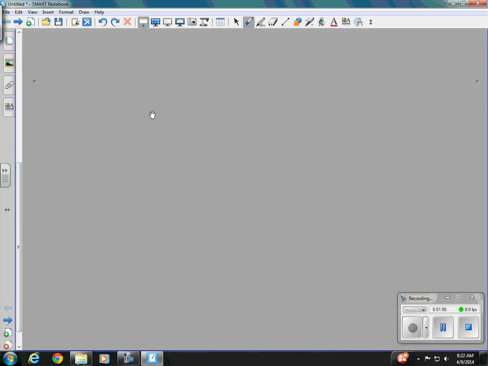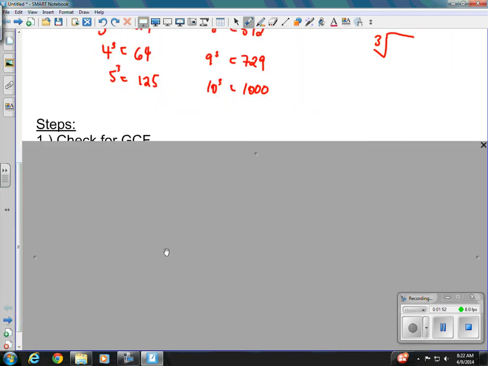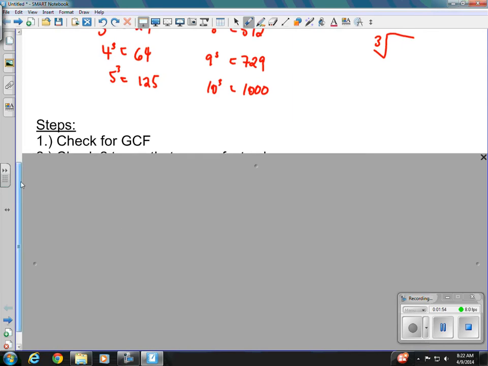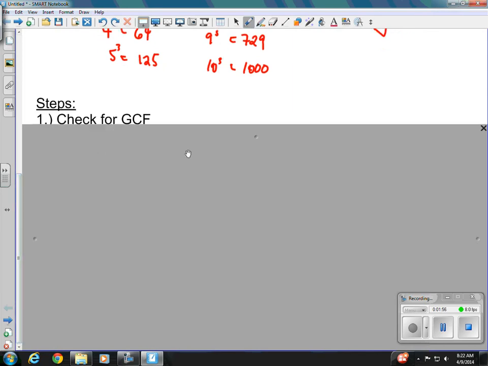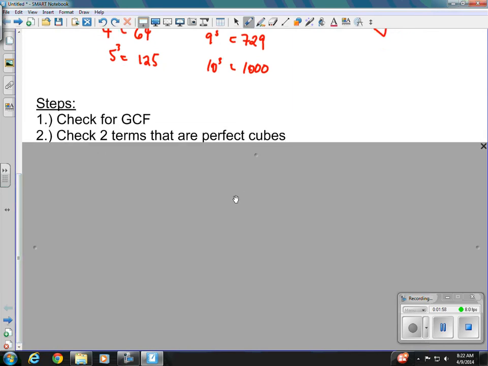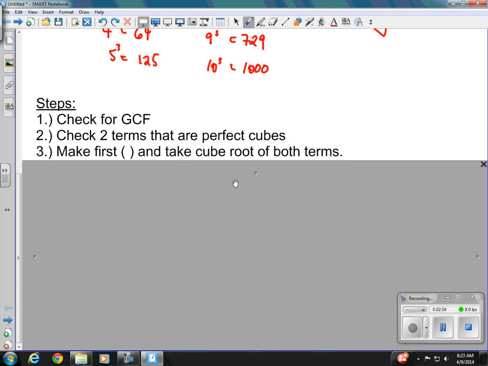Now our steps. Step 1 is always to check for GCF. Step 2 is to check the two terms and make sure that they are perfect cubes. Step 3 is to make your first parenthesis. Sock and dock is one of those where I like to make my answer as I go. So make the first parenthesis and take the cube root of both terms.